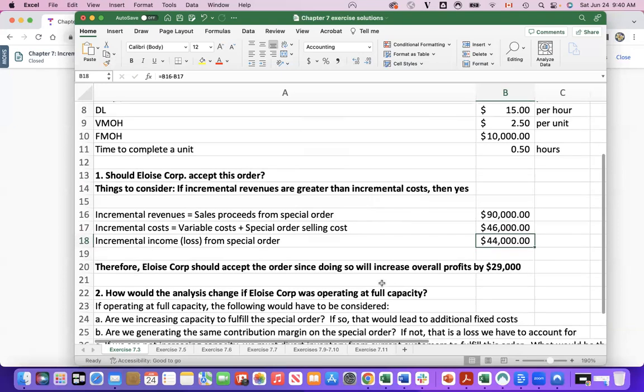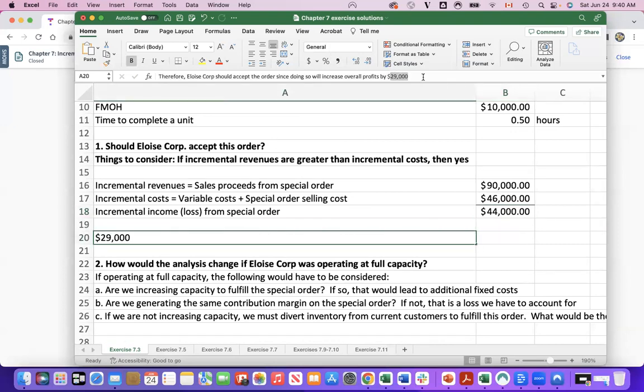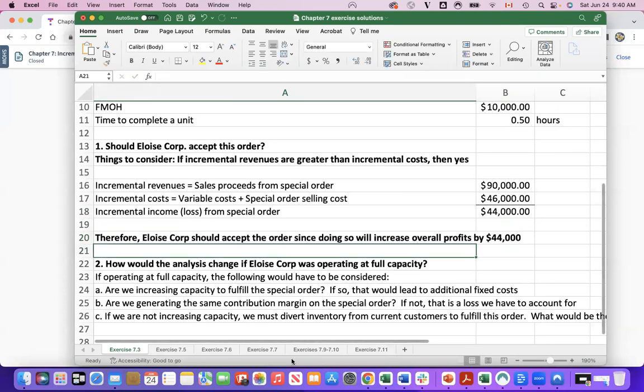Now, it asked us, part 2, how would the analysis change if Eloise Corp was operating at full capacity? And I should change that. My apologies, everyone. Very unprofessional on my part. No, I'm just kidding. How would the analysis change if Eloise Corp was operating at full capacity?